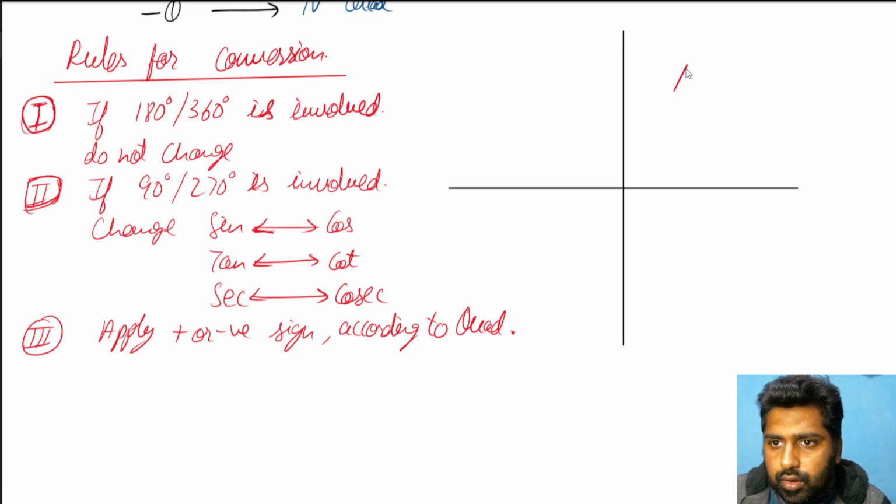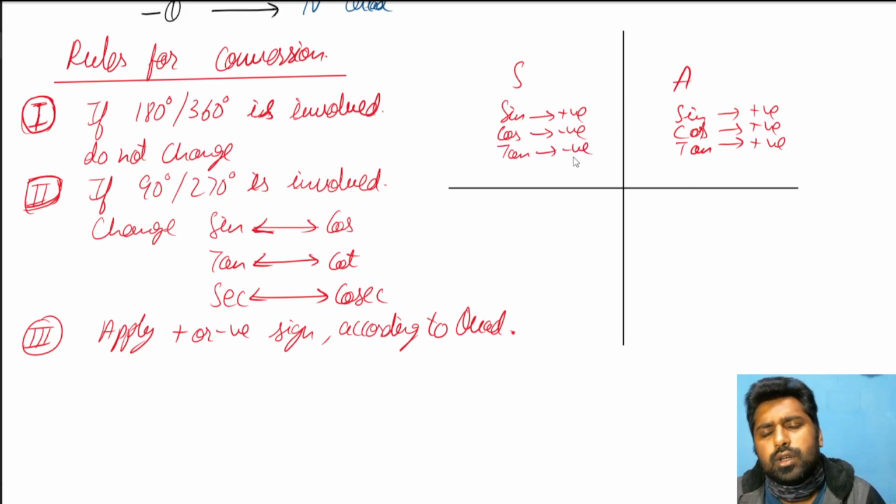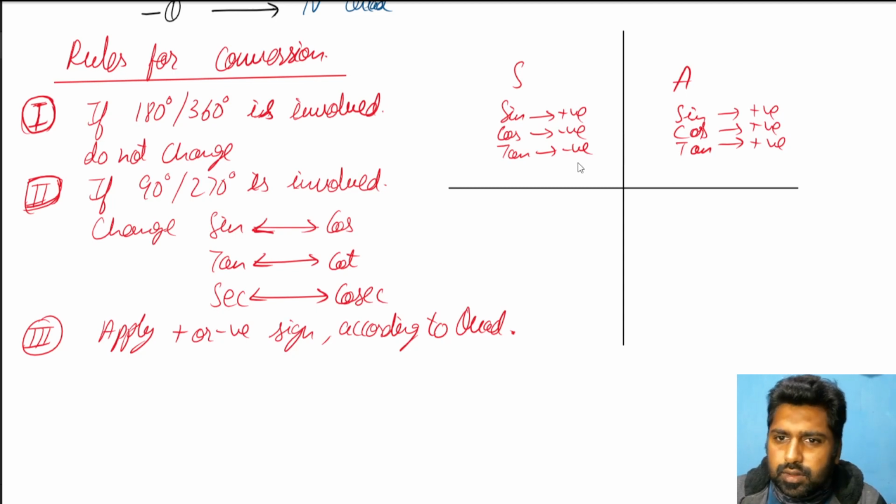In the first quadrant, everything is positive, all positive. Means sine, cos, tan, everything is positive. In the second quadrant, only sine is positive. Rest everything is negative. That means cos is negative, tan is negative. I'm not talking about sec, cosec, cot. I'll discuss about that later. Right now, let's focus only on sine, cos, tan, because sec, cosec and cot can be derived from it.